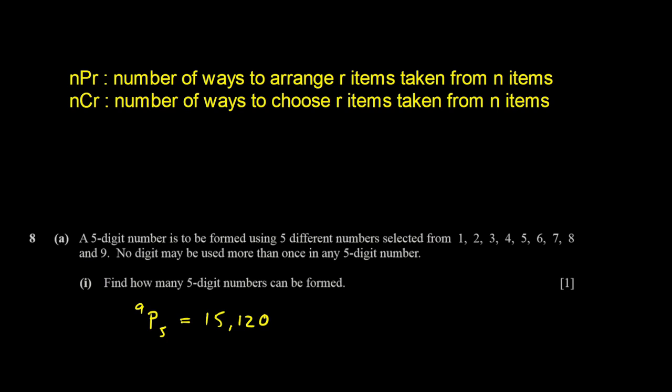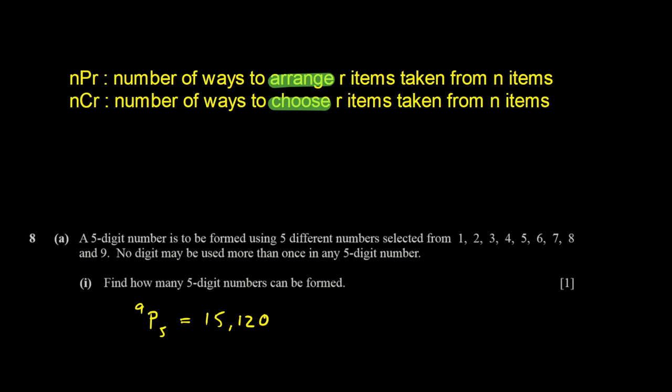What is nPr? nPr is the number of ways to arrange r items taken from n items, whereas nCr is the number of ways to choose r items taken from n items. So really the key distinction is between arranging and choosing. What's the difference? When we are arranging something, the order matters. When we are just choosing something, the order does not matter. And the key thing for you to understand is that the context is going to determine which one we're going to be using.